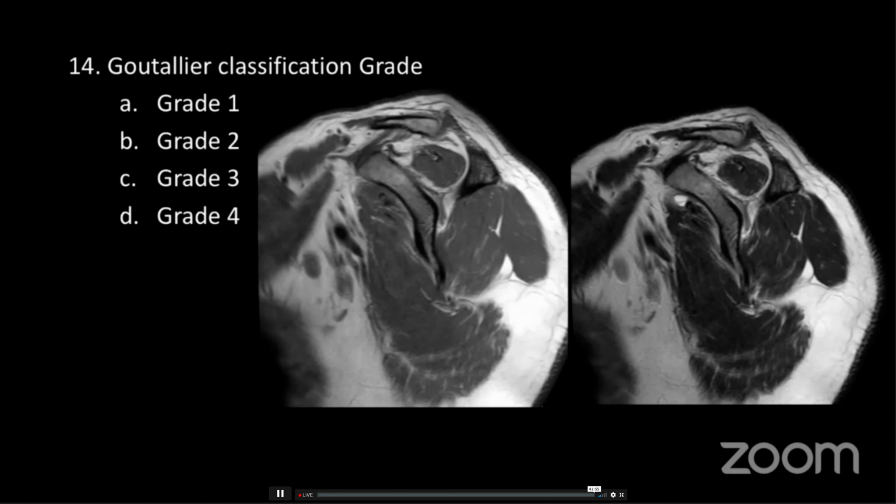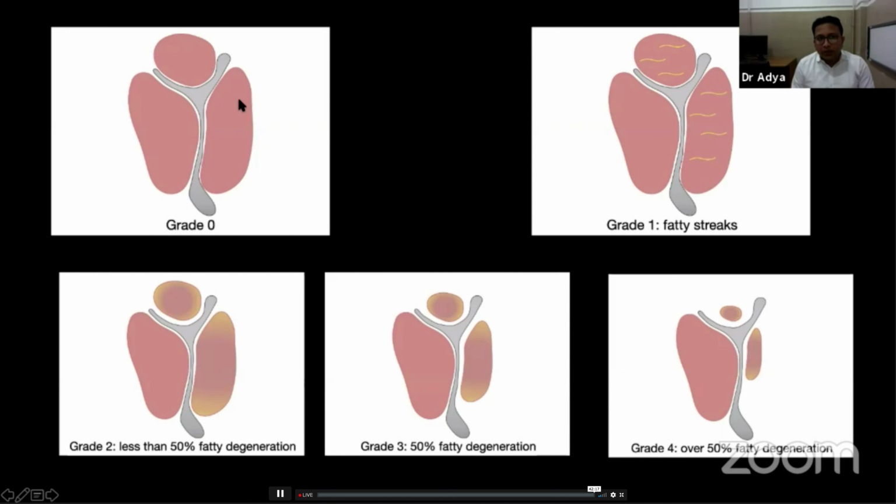45% of the attendees have answered B, sir. 27% of the attendees have answered C, and 18% A, sir. I'm very glad that most of the people have answered this correctly. So Goutallier classification is nothing but a measure of the fatty atrophy of the rotator cuff muscles following rotator cuff tear. So there will be reduction in bulk and replacement of the bulk of the muscles with fat.